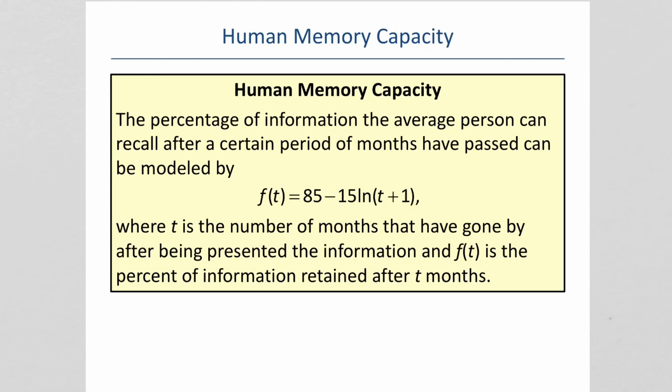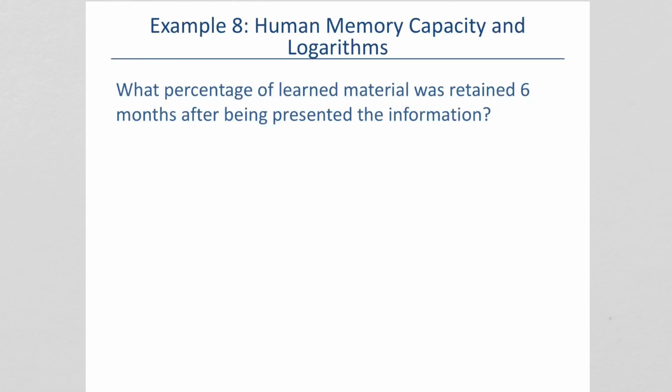Human memory capacity, the percentage of information the average person can recall after a certain period of months have passed, can be modeled by the function f of t is equal to 85 minus 15 times the natural log of t plus 1. Where t is the number of months that have gone by after being presented the information, and f of t is the percent of information retained after t months. What percentage of learned material was retained 6 months after being presented with the information?